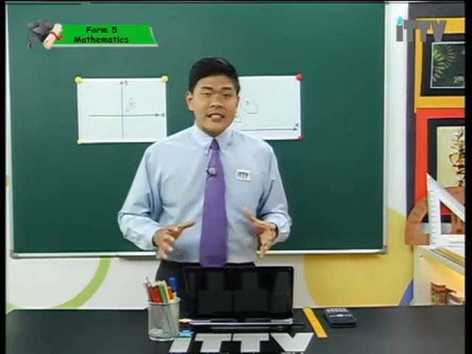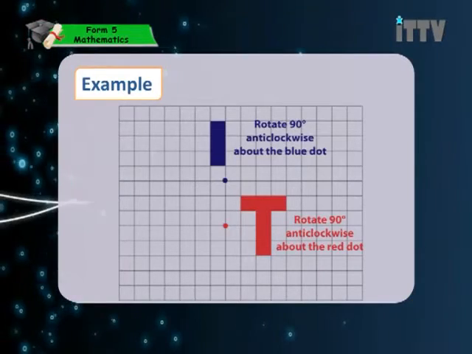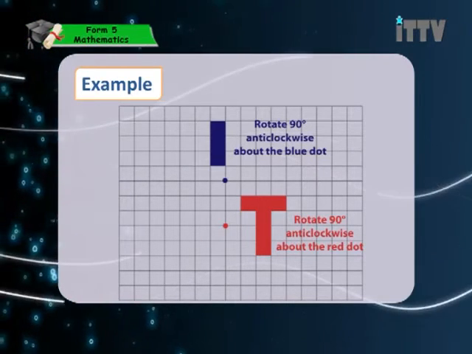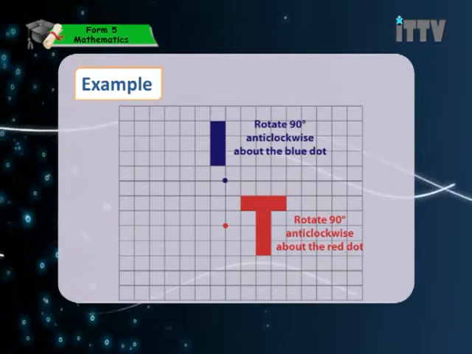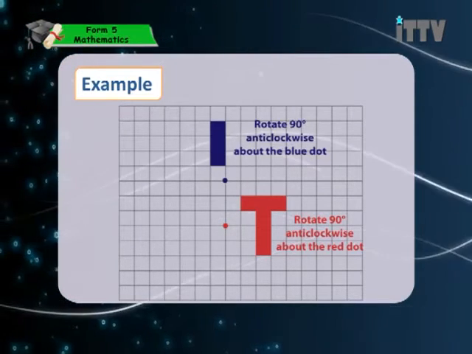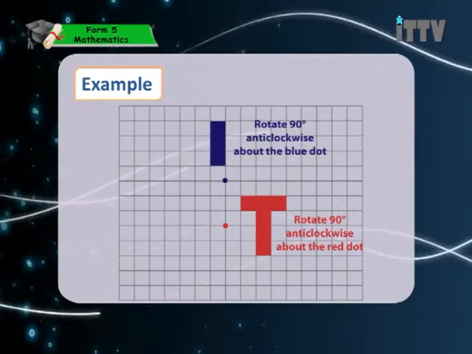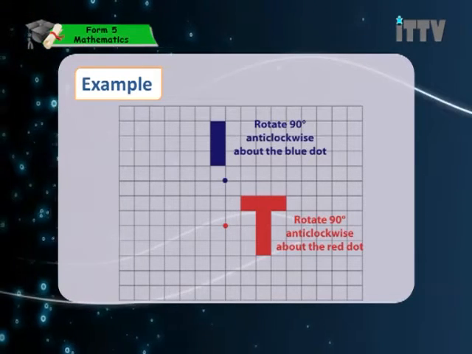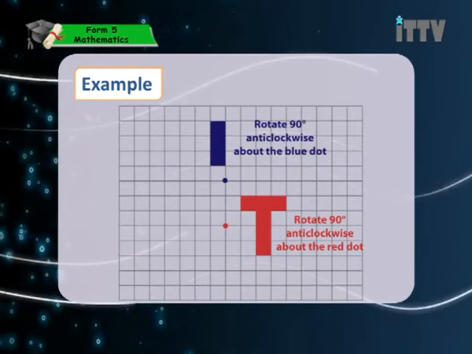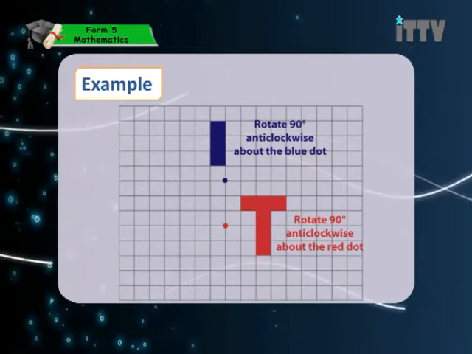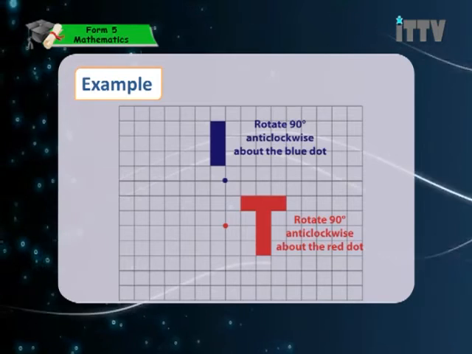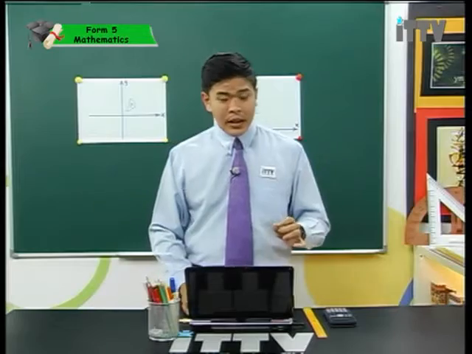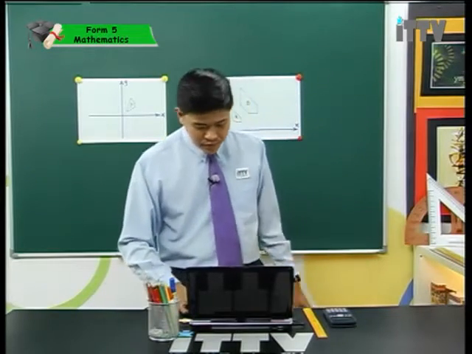Now let's take a look at this example. We have 2 objects right here. Take a look at the blue object. I want you to rotate it 90 degrees anti-clockwise about the blue dot. At the same time, take a look at the red object, and I want you to perform a rotation of 180 degrees about the red dot. What alphabet will you get when you rotate both at once? Try to figure it out right now.